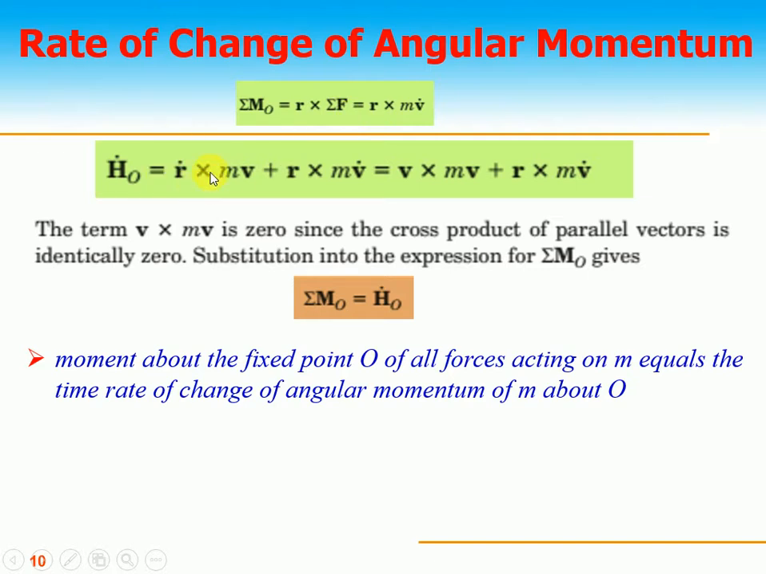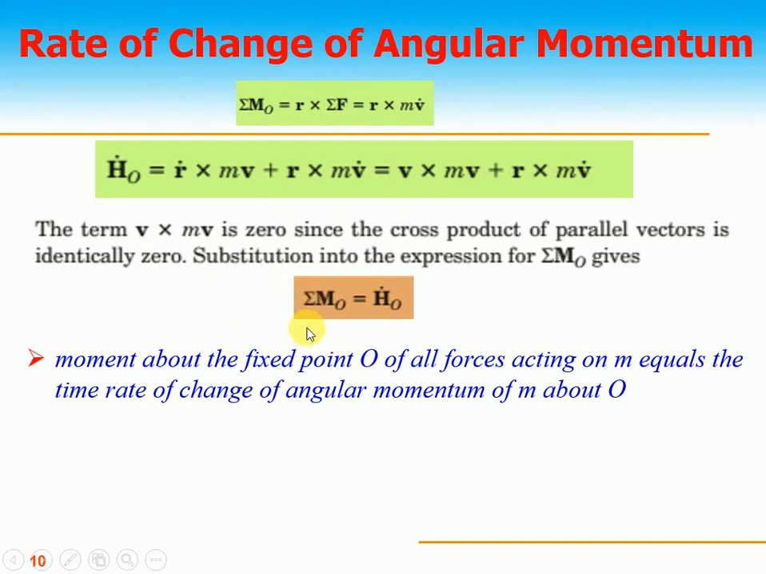If r is also changing, so it is not moving with uniform radius, then of course two terms are there, one with the radius and one with the velocity. So I take the product rule: r dot cross mv plus r cross mv dot. This r dot is v, so v cross mv, plus r cross m v dot. The term v cross mv is 0 since the cross product of parallel vectors is identically 0, because the angle between them is 0 degrees and sine of 0 is equal to 0.